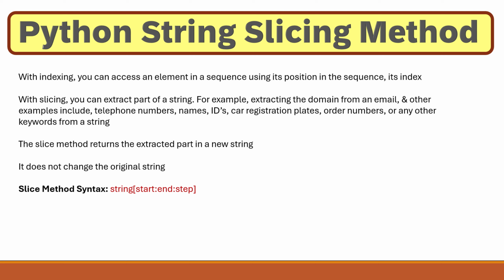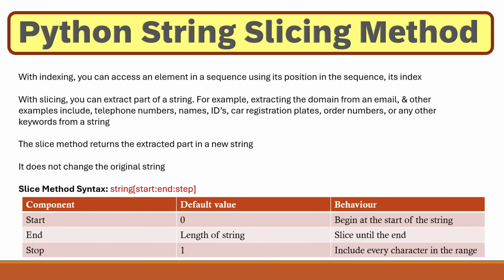And here is the syntax. Start indicates the position where the slice begins. Default is 0, so it includes the very first character. End indicates the position where the slice stops, and step indicates the interval between the characters to include in the slice. Default is 1, so every character is included, but you can include every second character, for example, by specifying this as a 2.